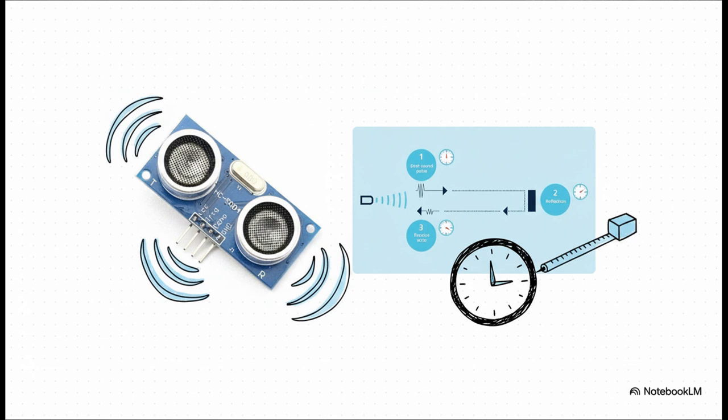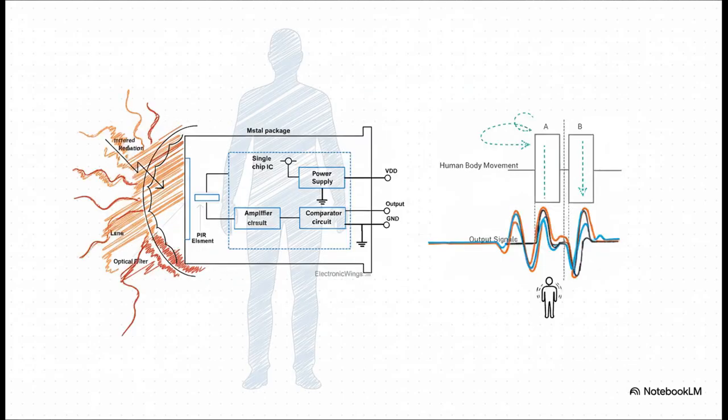And what's interesting is how it communicates. It's super simple. You just send a pulse to a trig pin to make it chirp, and then listen for a return pulse on an echo pin. So it doesn't even use UART or I²C, which shows that sometimes, for simple jobs, a basic digital signal is all you need.